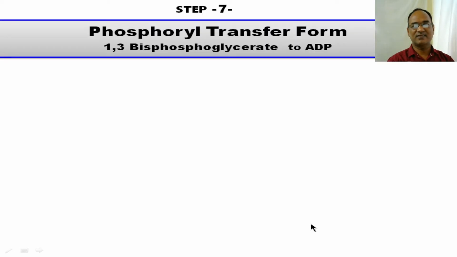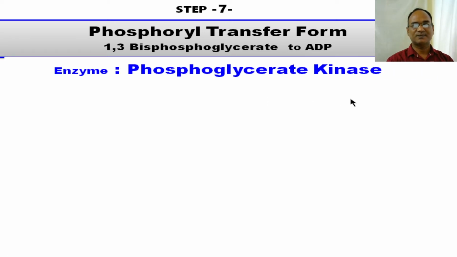The seventh stage is very simple. The phosphoryl group is transferred from 1,3-bisphosphoglycerate. Simply, 1,3-bisphosphoglycerate releases one phosphate group, and that phosphate group is added to adenosine diphosphate to make adenosine triphosphate. Phosphoglycerate kinase is involved to make the function more effective. In the seventh step, 2 ATP are returned.